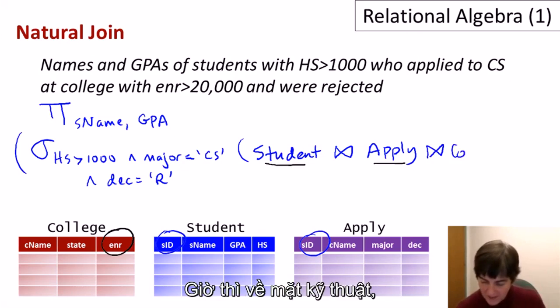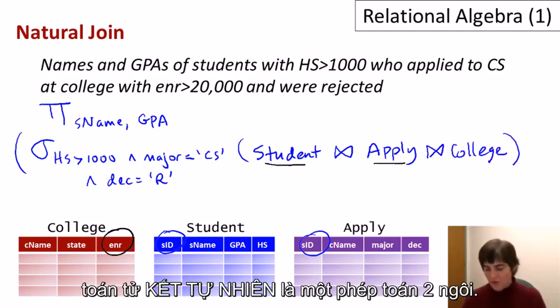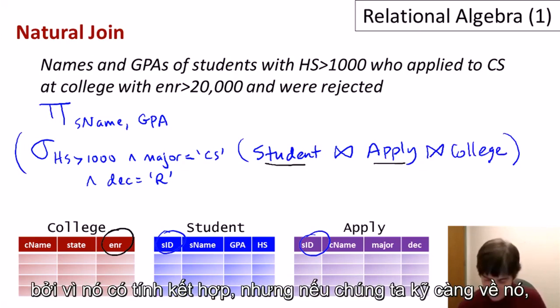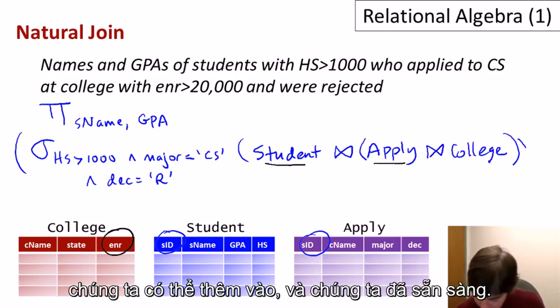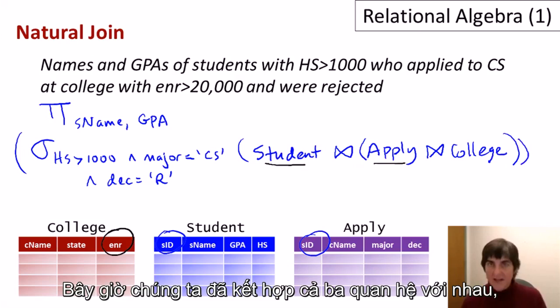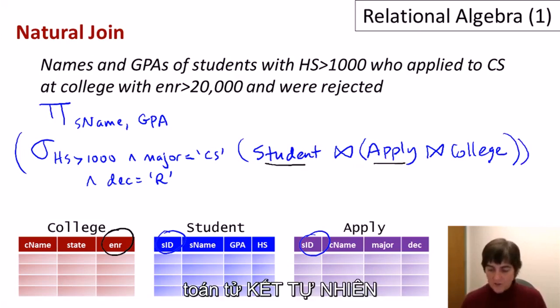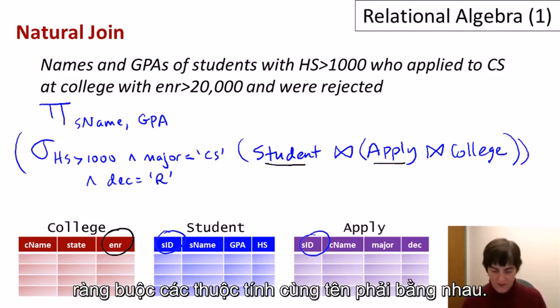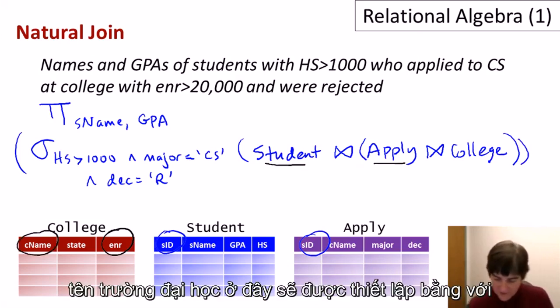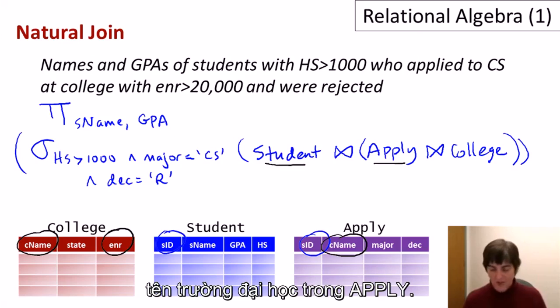And what we're going to do is we're going to join in the college relation with the two relations we have already. Now, technically, the natural join is a binary operator. People often use it without parentheses because it's associative, but if we get pedantic about it, we could add that, and then we're in good shape. Now we've joined all three relations together, and remember, automatically, the natural join enforces equality on the shared attributes. Very specifically, the college name here is going to be set equal to the apply college name as well.